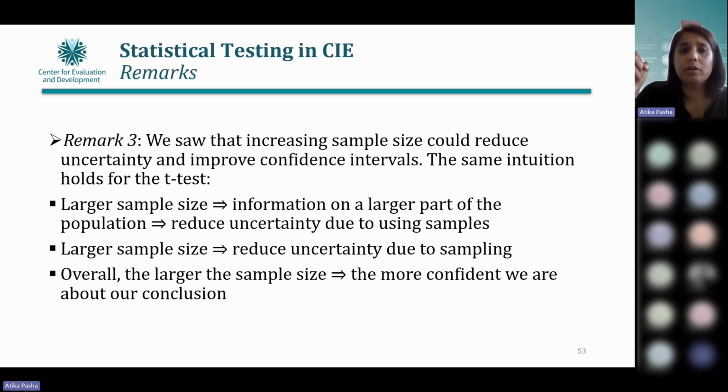Another thing which we talked about was the increase in sample size and how it obviously leads to a reduction in uncertainty and improves your confidence interval. A similar intuition holds for the t-test. Basically, the larger your sample size, the more information you get about your population, right? So you're just reducing your uncertainty that arises from samples. And that basically means smaller standard errors and an improved t-value. And a larger sample size, of course, also reduces uncertainty due to sampling.